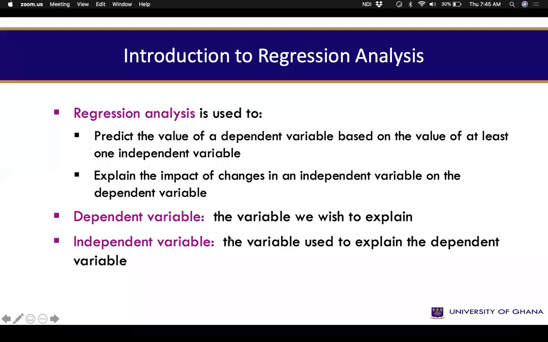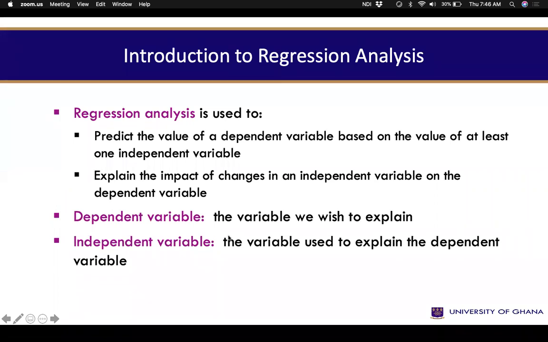All right, so we want to look at regression analysis. Regression analysis is very broad and has a lot of applications in a lot of fields and a lot of areas, and it is a technique that has been widely used, and mostly it's used to predict the value of what we call a dependent variable based on the value of at least one independent variable.